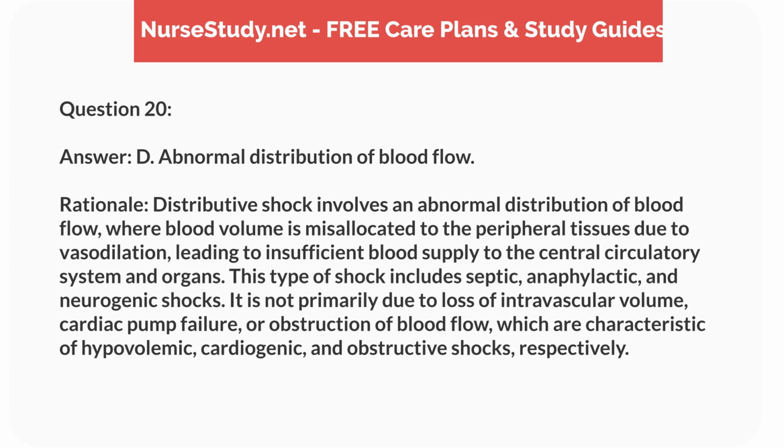Rationale: distributive shock involves an abnormal distribution of blood flow, where blood volume is misallocated to the peripheral tissues due to vasodilation, leading to insufficient blood supply to the central circulatory system and organs. This type of shock includes septic, anaphylactic, and neurogenic shocks. It is not primarily due to loss of intravascular volume, cardiac pump failure, or obstruction of blood flow, which are characteristic of hypovolemic, cardiogenic, and obstructive shocks, respectively.